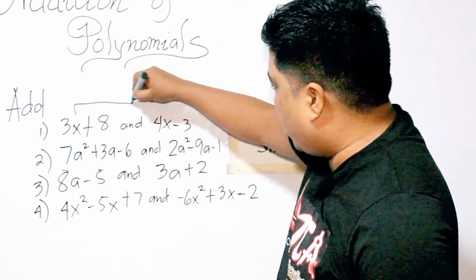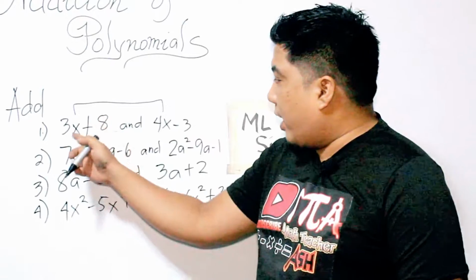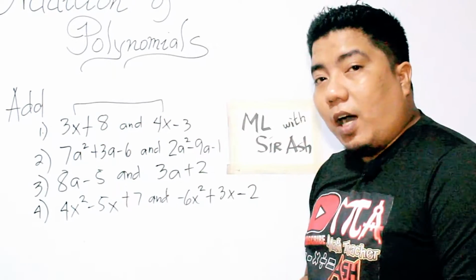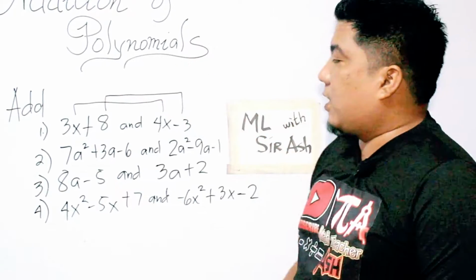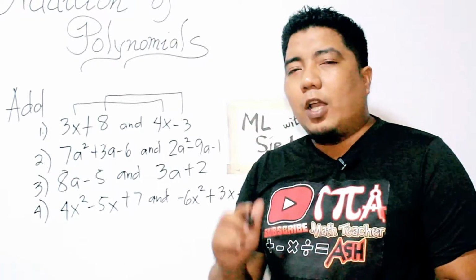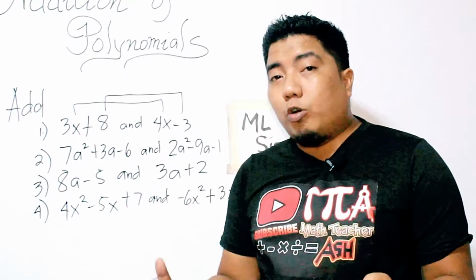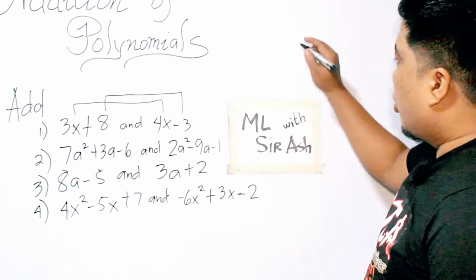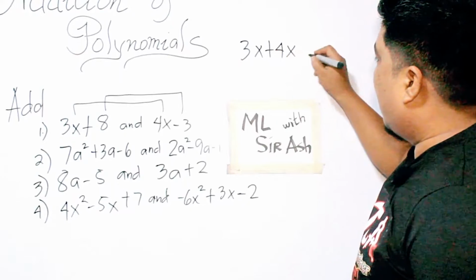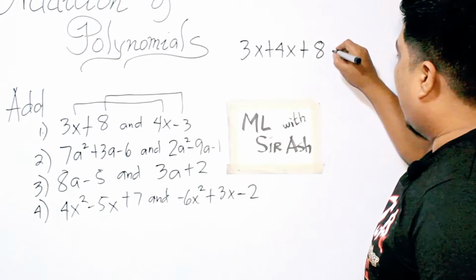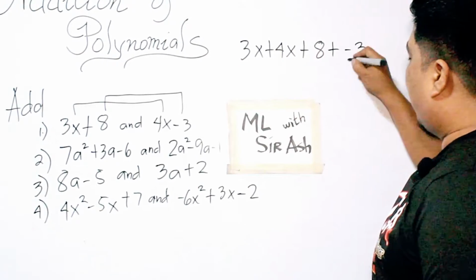Of course, this is the common term, right? The 3x and the 4x. What is the other common terms in these binomials? So this is the positive 8 and the negative 3. The next thing you should do is you will group the common terms. So by grouping, we have 3x plus 4x plus 8 plus negative 3.